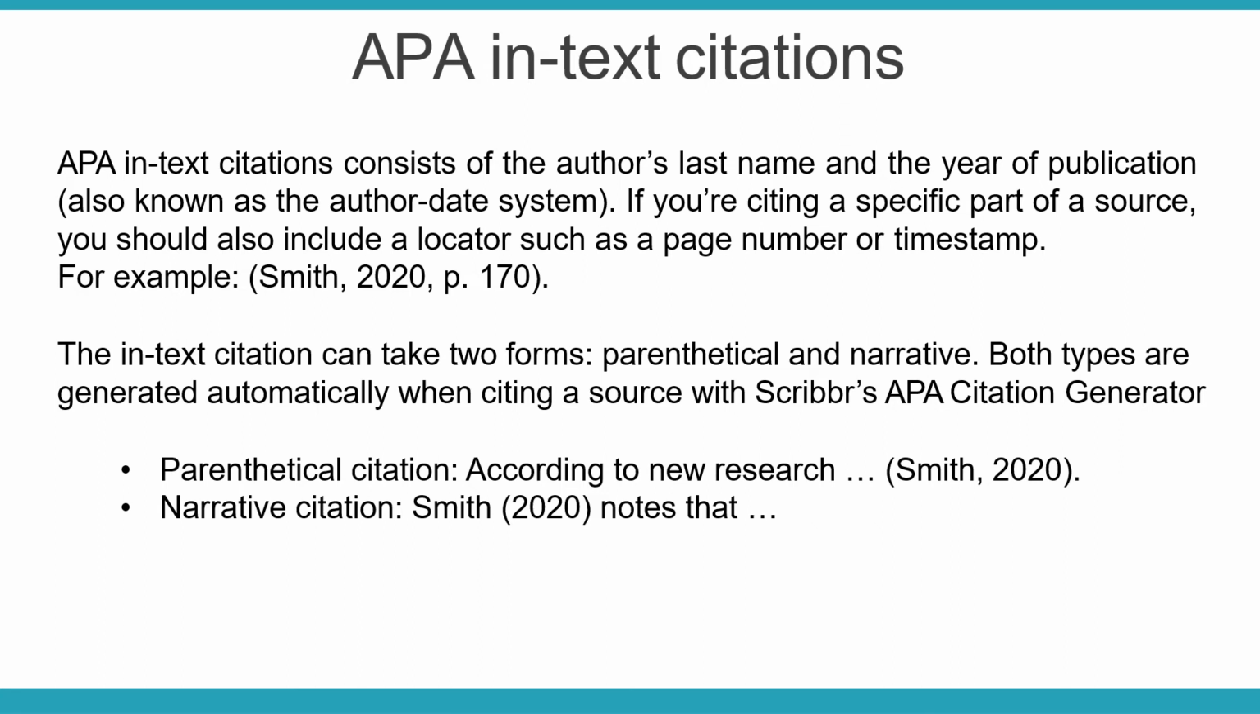Contohnya, Aminah binti Ali. Aminah binti Ali, dia publish a paper in 2021. So, how to write the citation? Ali 2021. If you are citing a specific part of a source, you should also include the locator such as page number or timestamp. Okay. The in-text citation can take two forms, parenthetical and narrative. Okay. Both types are generated automatically when citing a source of scripts APA citation generator. Ni kalau you pakai apps lah. Kalau pakai apps, automatic dia akan automatic keluar.